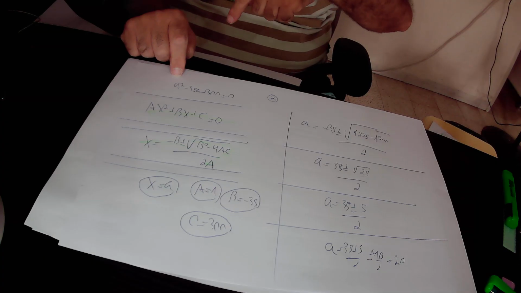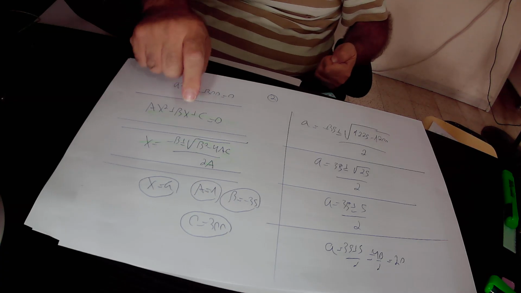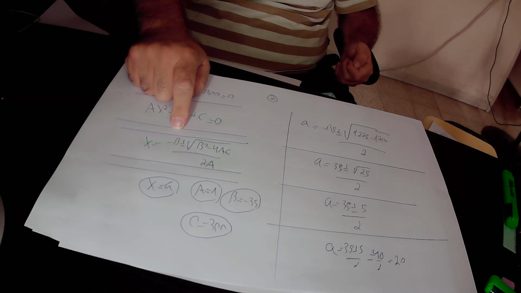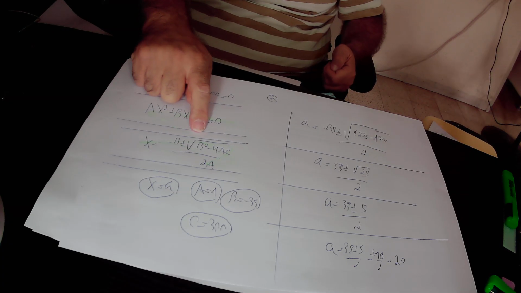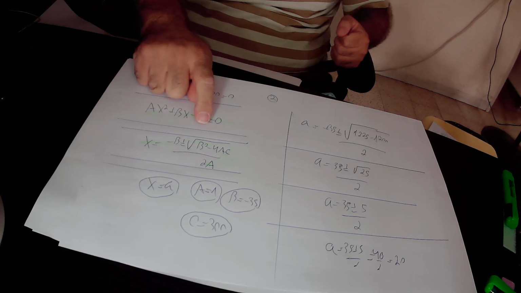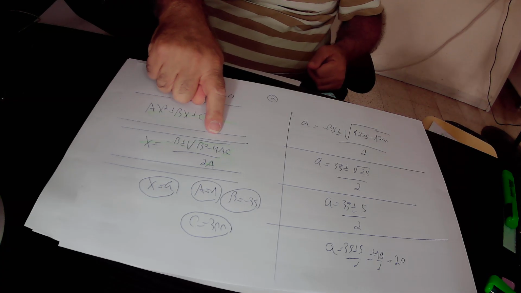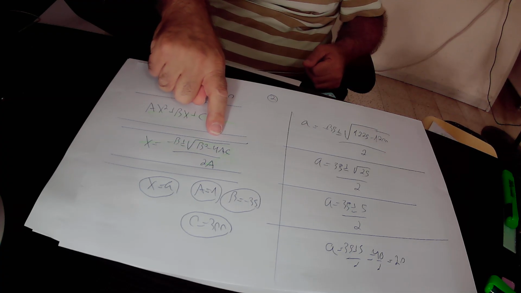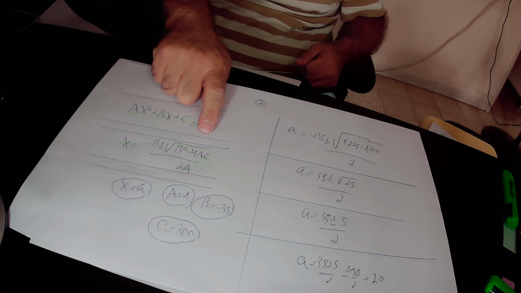We substitute x by a, and it equals minus b. b is minus 45, therefore minus b is plus 45, plus minus the square root of b squared. b is minus 45, therefore b squared is 45 squared, that is 2025, minus 4 times a times c. a is 1, so minus 4 times 1 is minus 4, times c. c is 300, so minus 4 times 300 is minus 1200. So inside the root the total, minus 4ac, equals minus 1200.